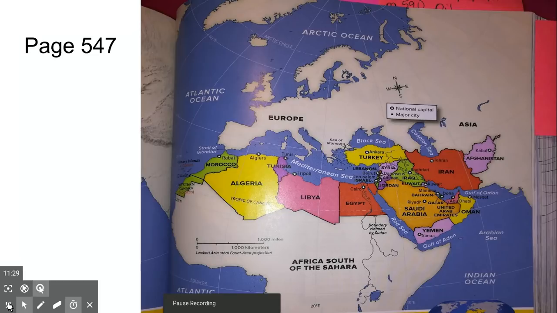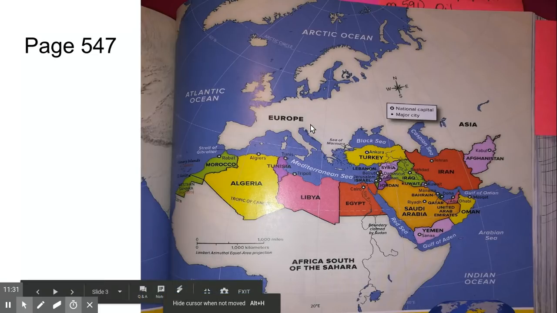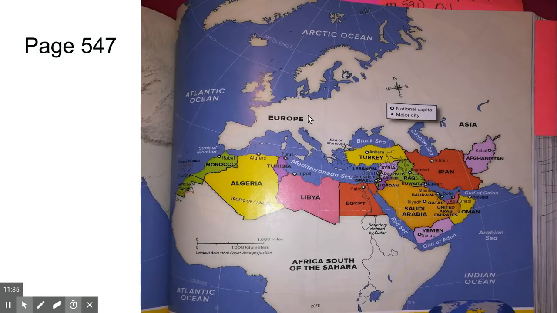If we look close, remember the continent names are written in big, all bold letters. The country names are written a little smaller. Again, though, still all in caps and bolded, just written a little smaller. Well, look at Western Sahara right here. You see how it's written in all caps, but it's not bolded.